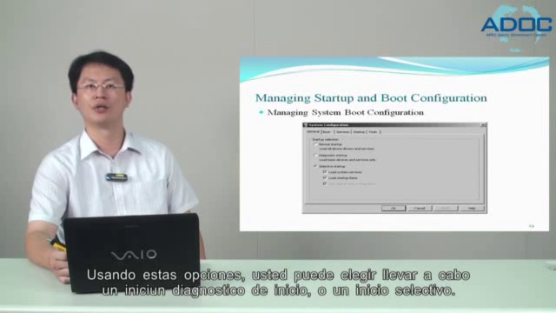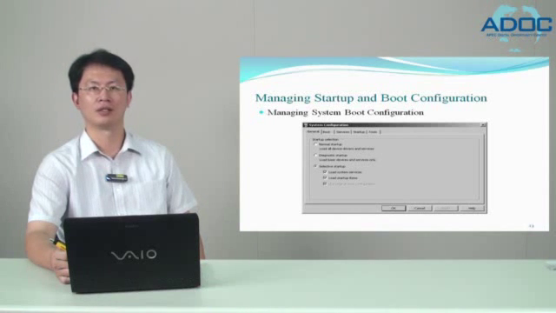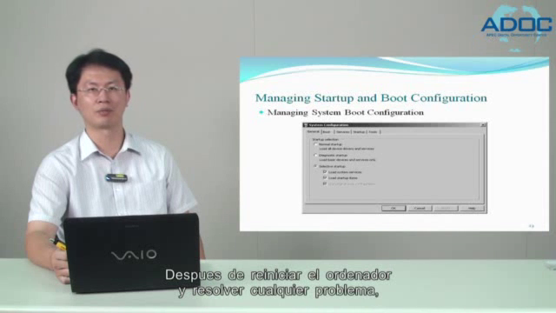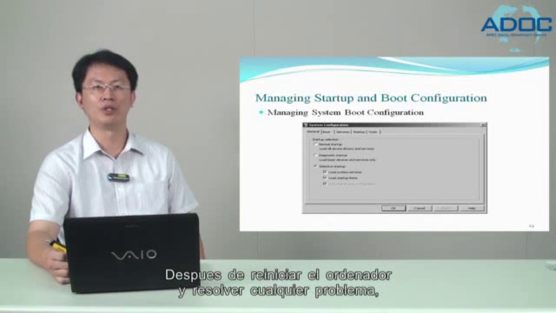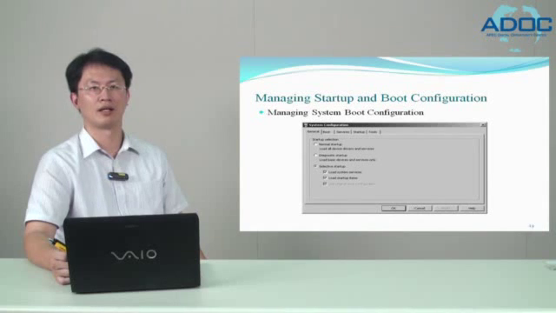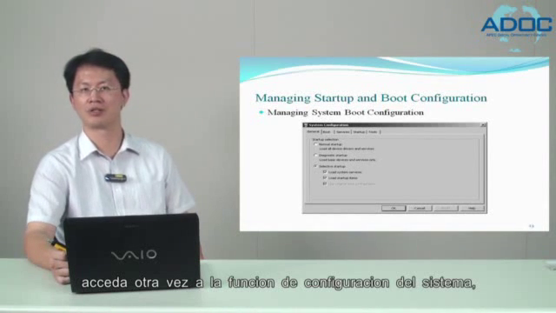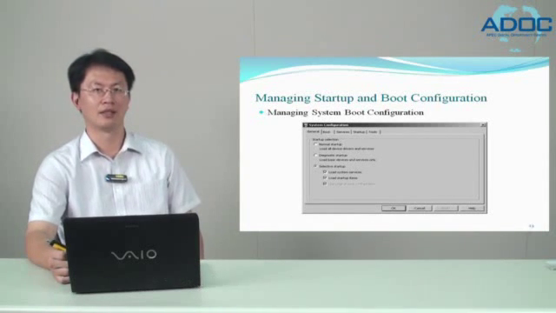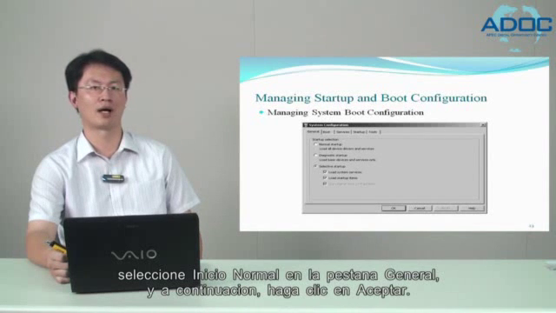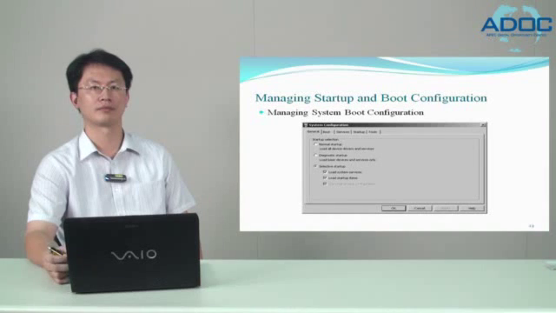Using these options, you can choose to perform a normal startup, diagnostic startup, or selective startup. After you restart your computer and resolve any problems, access the System Configuration utility again. Select Normal Startup on the General tab, and then click OK.